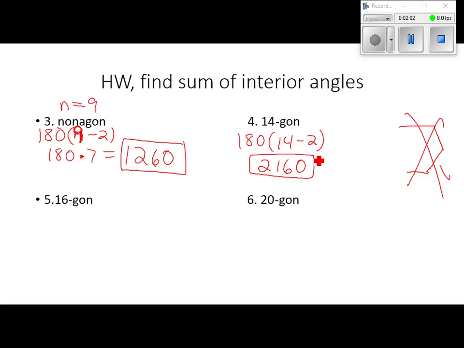What do I put in place of n this time? 16 sides. Sorry, I started to write it backwards. 16 minus 2 is 14 times 180. 2,520. 2,520 degrees. Anybody else get that? Yep.